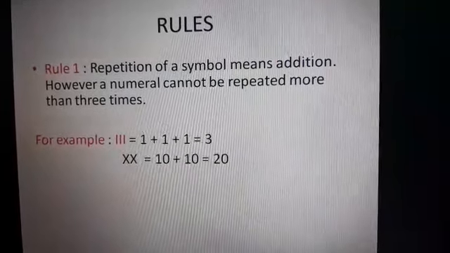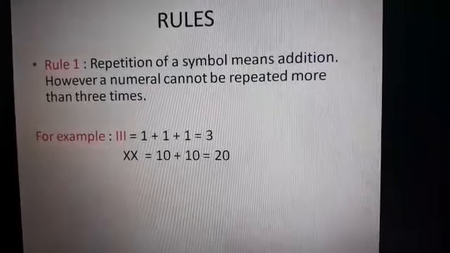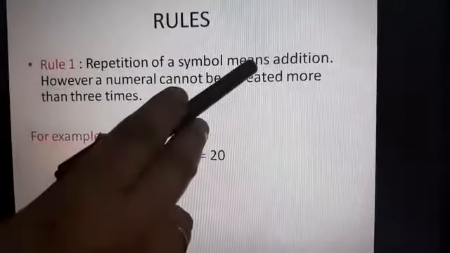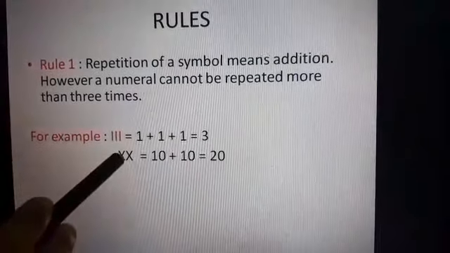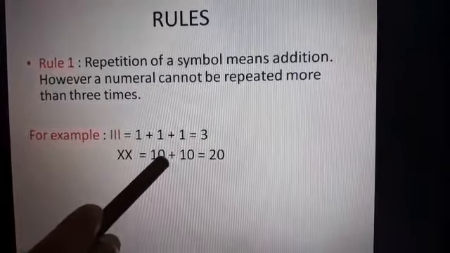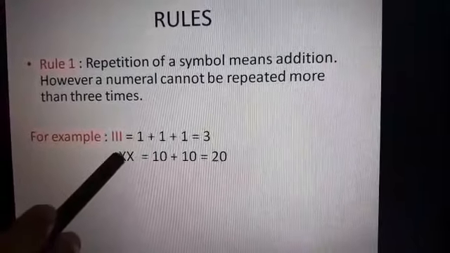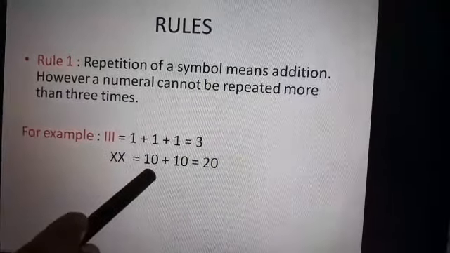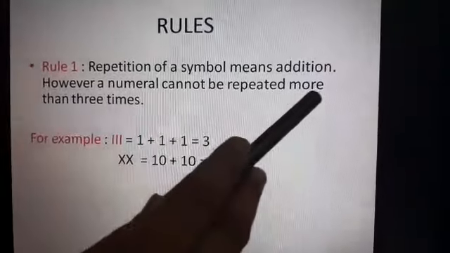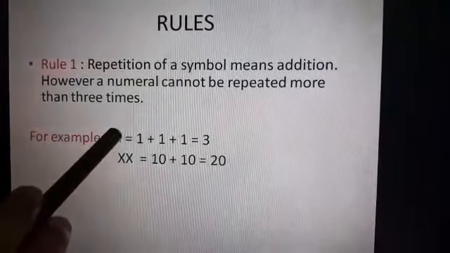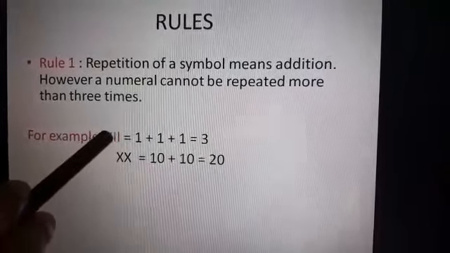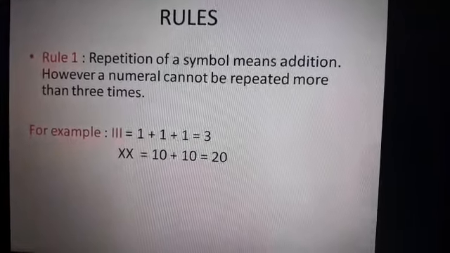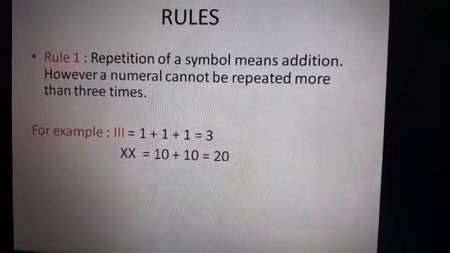Now come to the next example. In the next example, how many times have I repeated X? 2 times. What does repetition of a symbol mean? It means addition. X represents number 10. So X and X means I have to add 10 two times. However, a numeral cannot be repeated more than 3 times. So you have to take care that I and X can be repeated only 3 times, not more than that.